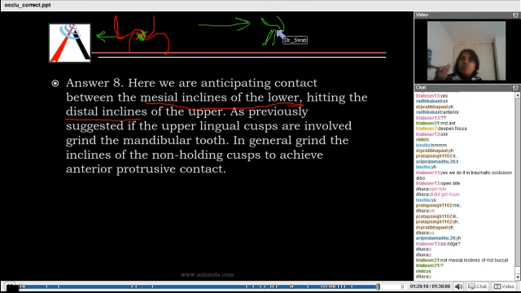Whichever is a non-functional cusp involved, we'll grind that. And which side slope will we grind? Obviously, we'll grind the distal slopes of maxillary and mesial slopes of mandibular, because they'll be the ones contacting when the patient tries to move the lower jaw forward. Clear?